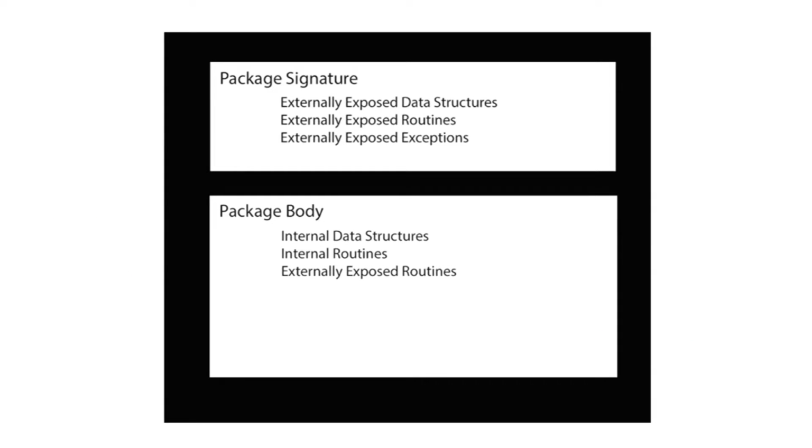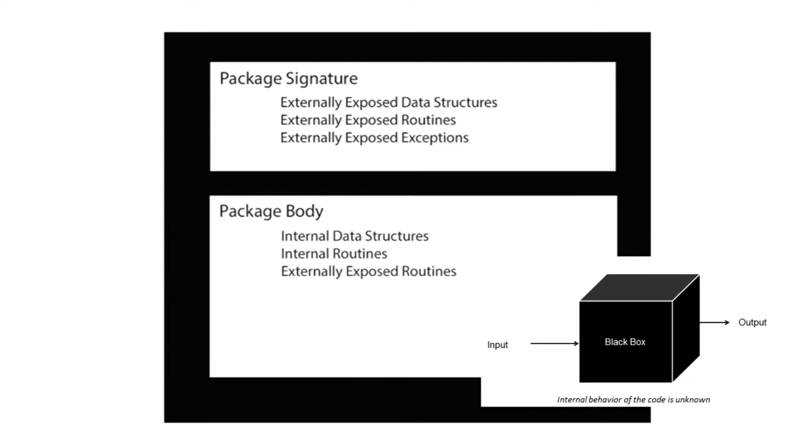We, of course, started our discussion of packages with a generalized review of how they were defined. As shown here, the package signature contains all externally exposed data structures, subroutines, and optionally, any externally exposed exceptions. The package body contains any internally defined data structures, internally defined subroutines, and of course the definitions for all those externally exposed routines. Net, the package signature effectively defines a black box to the externally calling world.